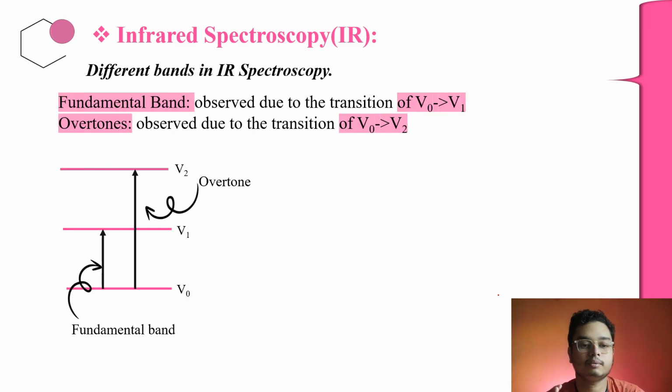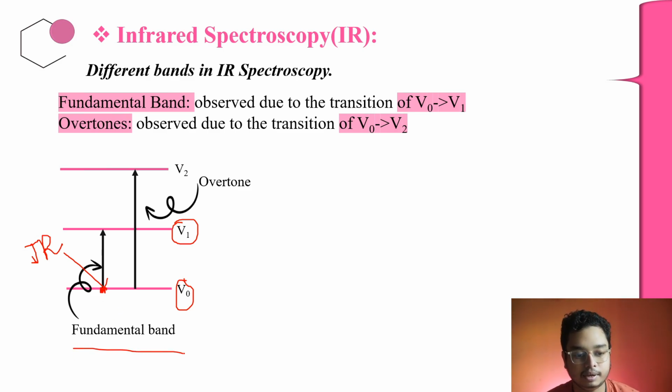Now let us talk about the different bands in IR spectroscopy. Depending upon the energy of the IR electromagnetic radiation, it will show different jumps. It can go from V0, the ground vibrational state, to the first excited vibrational state. If a bond goes from V0 to the first excited state, then it is called a fundamental band.